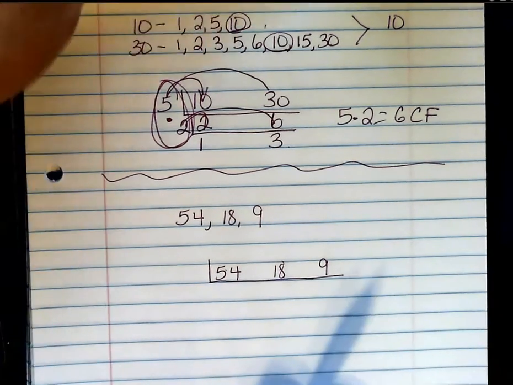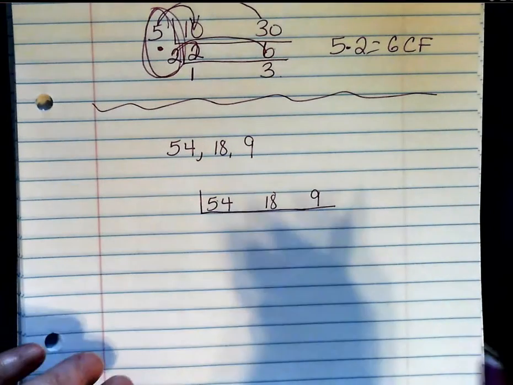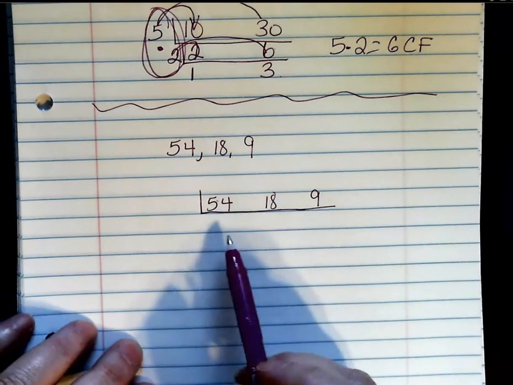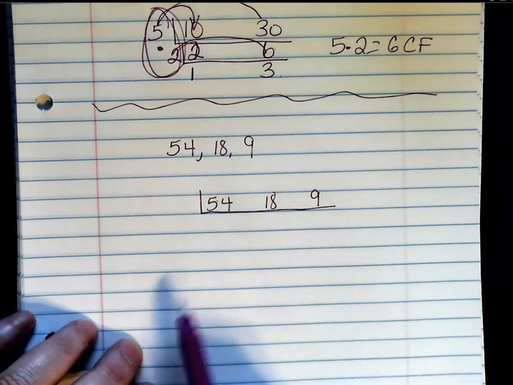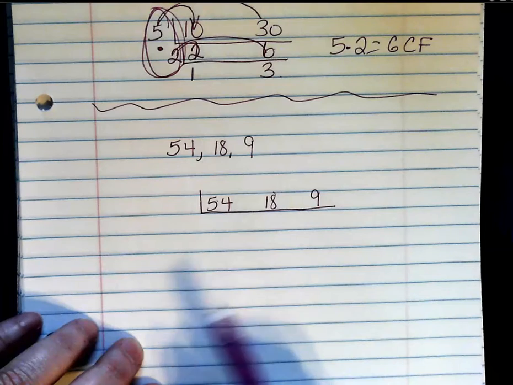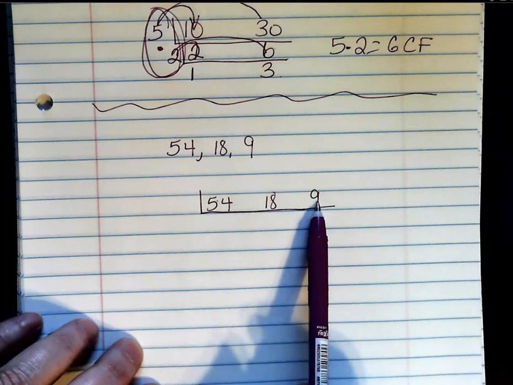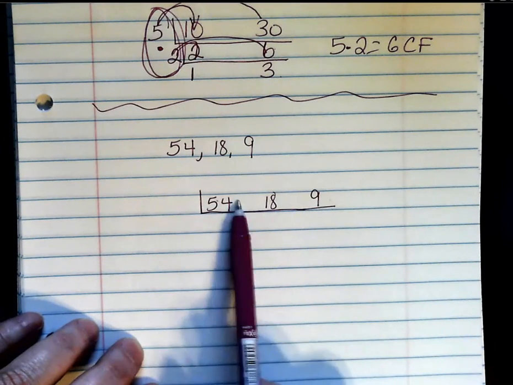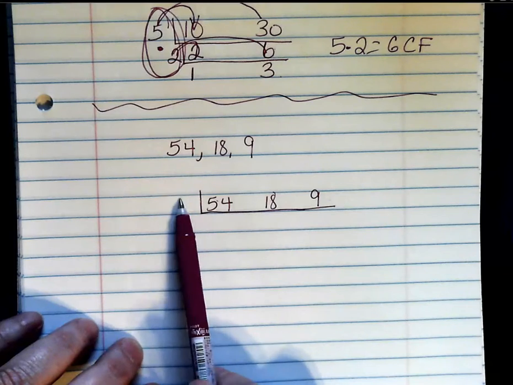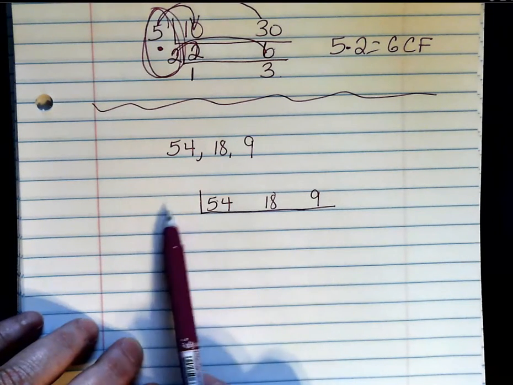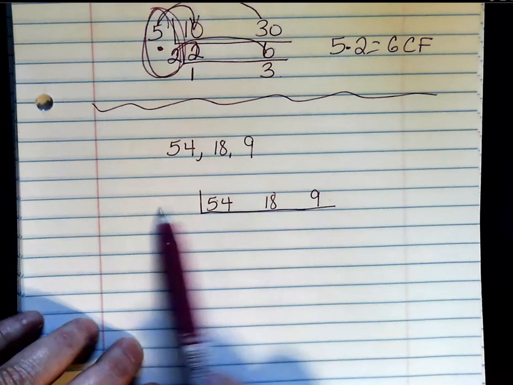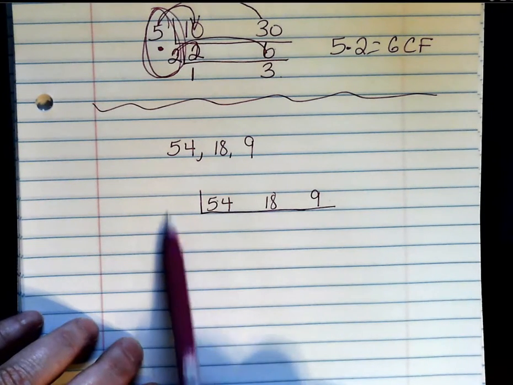Now, I can tell you that these are all even, so I know 2 will go into it. But if I look, 3 would go into it as well. But if I look, 9 would work as well. It doesn't matter if you chose 2, 3, or 9. 6 won't work. You're going to get the same answer as long as you multiply these numbers over here.